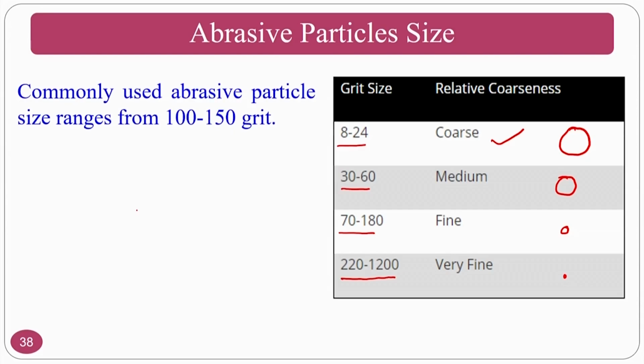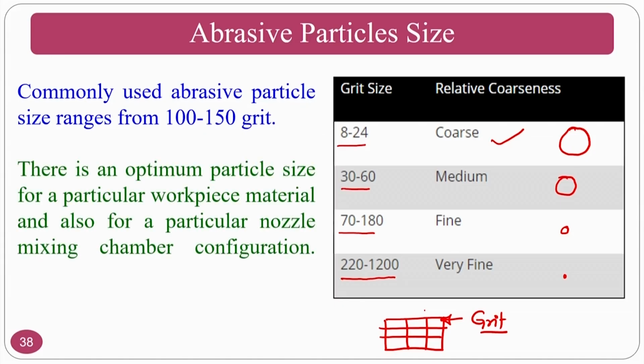Okay. Normally people measure in terms of sieves and other things, which I have explained in the grinding process. The number of abrasive particles passing through the sieve is what we call the grit. Okay. This particular portion is nothing but a grit, one grit. The commonly used abrasive particles are in the range of 100 to 150 grit, and there is an optimum particle size for a particular workpiece material and also for a particular nozzle mixing chamber configuration. Normally, if I want to do a particular operation, then I have a particular nozzle specification, particular abrasive particles and other things.